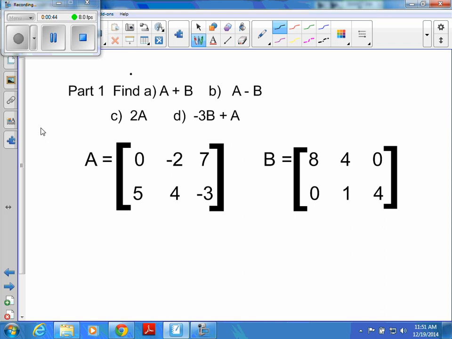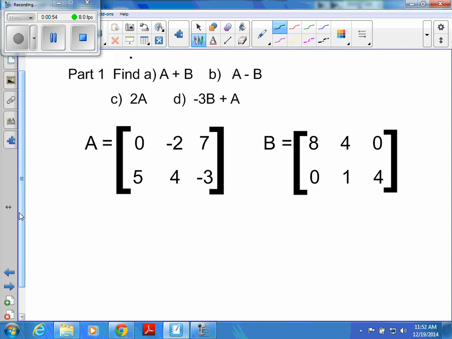They want you to find A plus B, A minus B, 2A, and negative 3B plus A. You can only add and subtract matrices if they have the same dimension, which they do. They have 2 rows by 3 columns and 2 rows by 3 columns. So we can add these. So for the letter A, this is really easy.